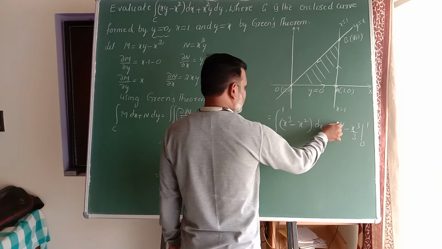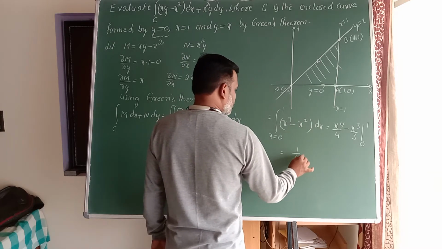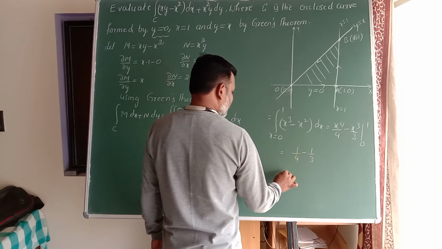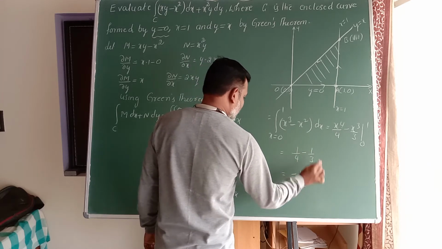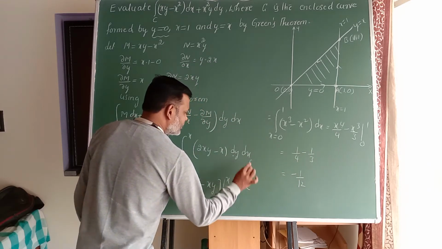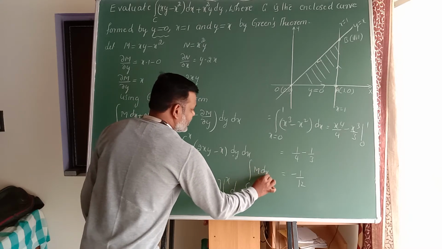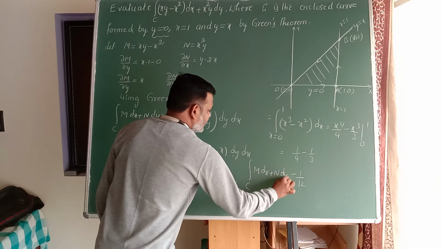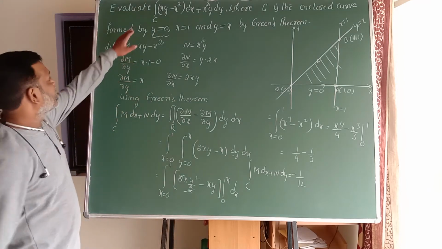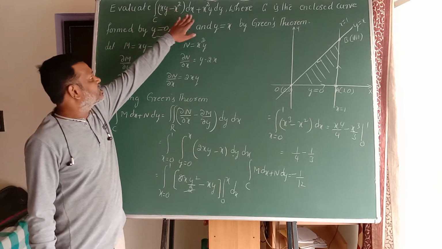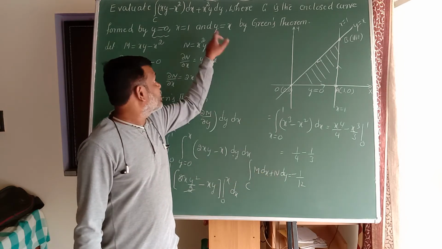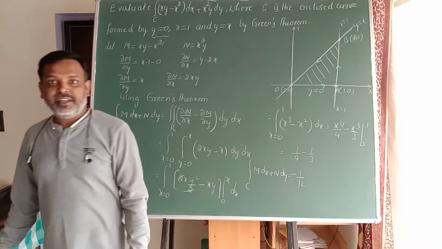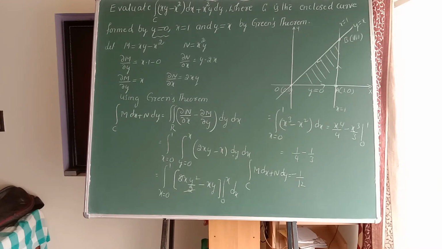If you apply the upper limit, 1 by 4 minus 1 by 3. If you take the LCM, what will you get? 3 minus 4, that is minus 1 divided by 12. This is a line integral over C of m dx plus n dy. This is all they are asking here. The value of this integral over C of m dx plus n dy, where m is xy minus x square and n is x square y, is minus 1 by 12. Got the point here.